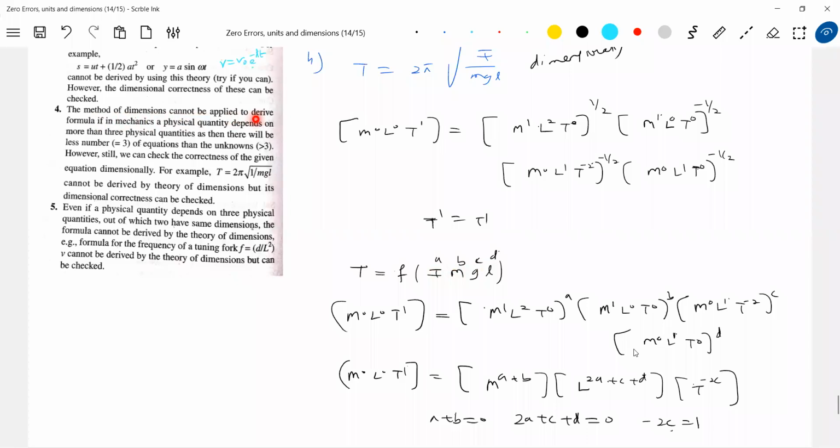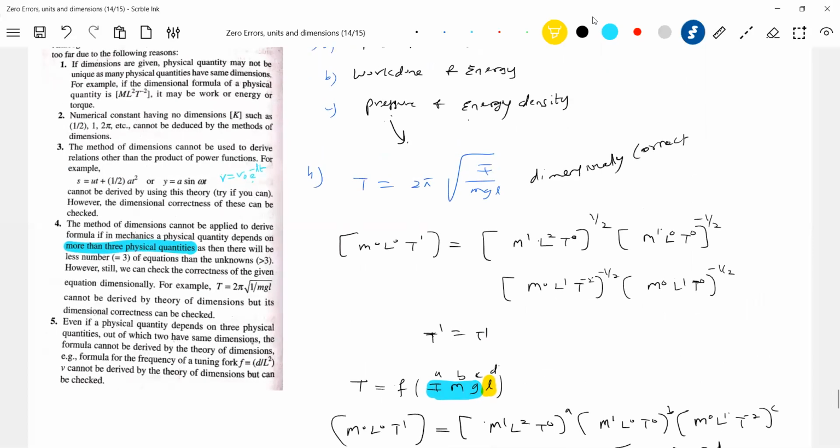The method of dimensions cannot be applied to derive a formula if in mechanics a physical quantity depends on more than 3. Shall I underline? More than 3 physical quantities. If it were only this much, okay, fine. But we have more than 3. Let me just highlight that there are more than 3 physical quantities. Now, is it wrong? No, a conclusion cannot be arrived at. That's all. It's dimensionally correct. Again, don't conclude it. That's why I had to show first. There's no problem with the dimensions. It's dimensionally correct, but cannot be derived. So I think it has its own restrictions.